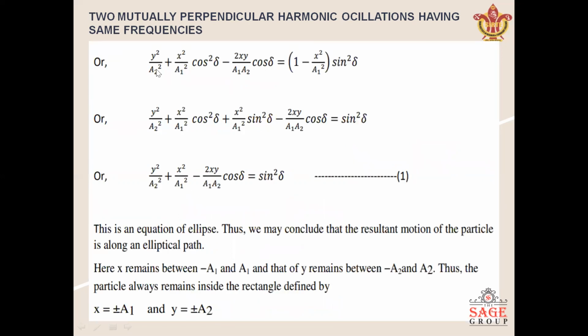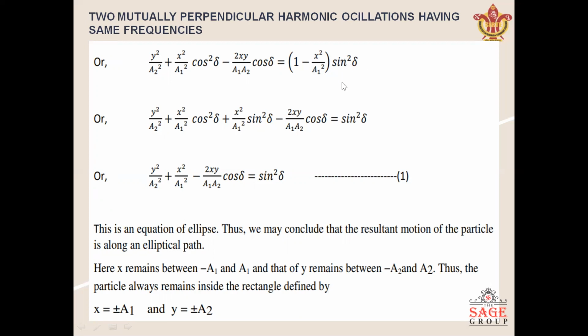Now we can apply the formula a plus b whole square. So we can get another term, that is y square upon A1 square A2 square plus x square upon A1 square into cos square delta minus 2xy upon A1 A2 cos delta is equal to, now there is a root, so the root can be cancelled and we can get the square of sine. So 1 minus x square upon A1 square sine square delta.